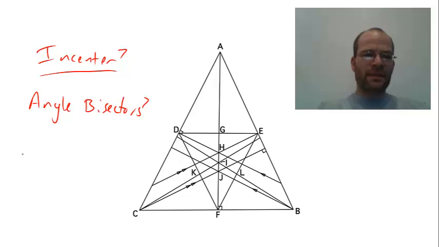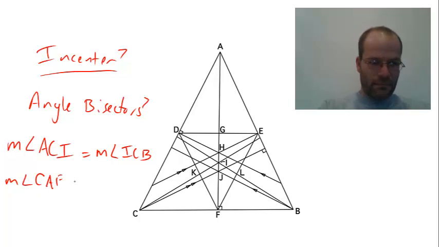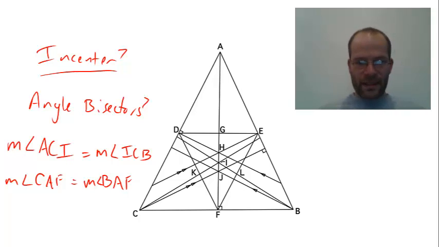Suppose that I gave you additional information. Suppose I said that the measure of angle ACI is equal to the measure of angle ICB. Suppose I also told you that the measure of angle CAF is equal to the measure of angle BAF. So what do we have with these new givens? We have CAF equal in measure to angle BAF, so those 2 angles are congruent. Which means that AF is the angle bisector of CAB.